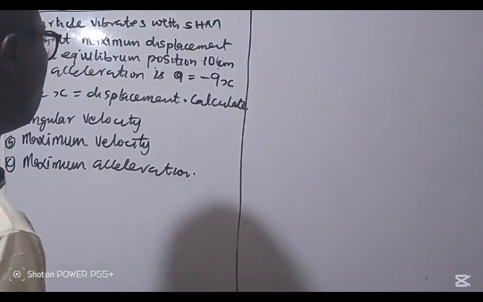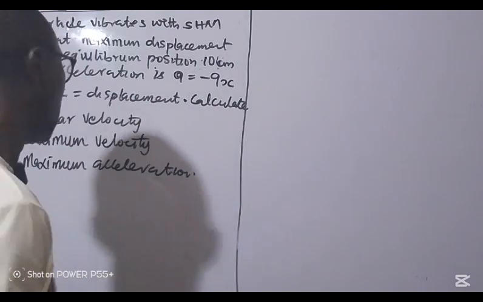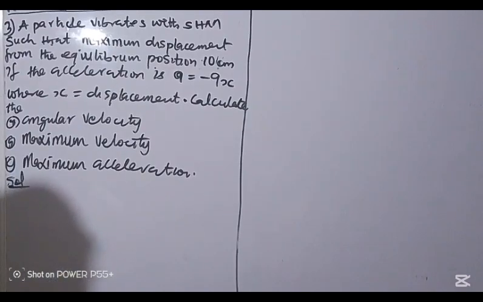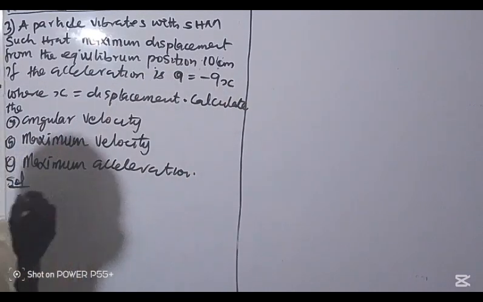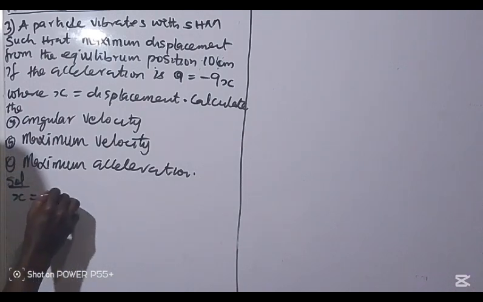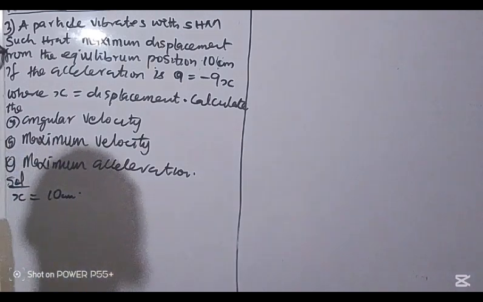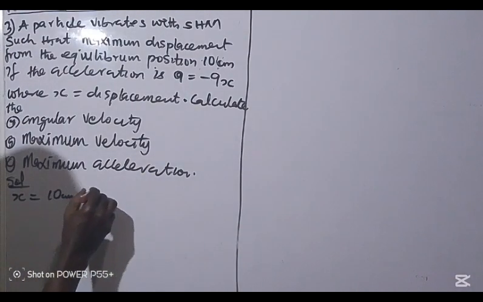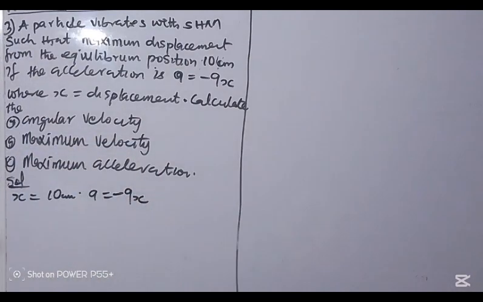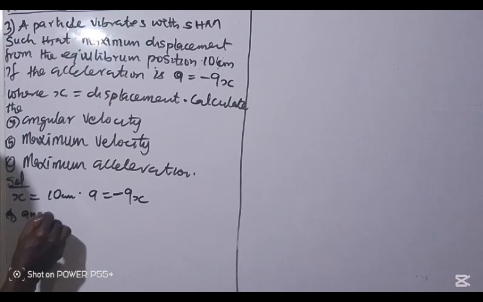Now to solve this one, let's write out the parameters given in the question. Displacement s is given as 10 centimeters. Then acceleration A is given as minus 9x. So the first question says we should calculate angular velocity, part A, and the symbol is omega.